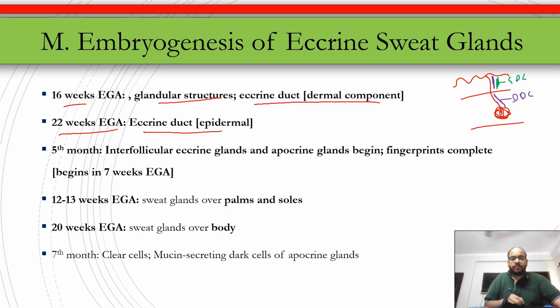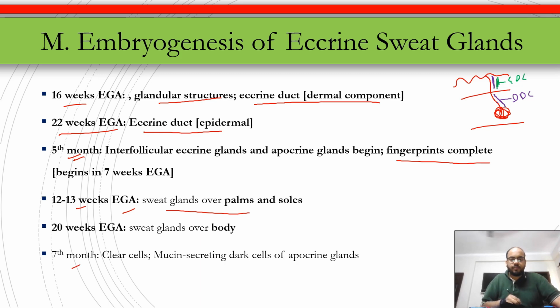Clear. So at the 5th month, the fingerprints are complete because the ridges are complete. The development starts in the 7th week approximately. At the 7th month, the clear cells and mucin secreting dark cells of the apocrine glands are also formed. Now remember, apocrine glands are formed from the hair follicle. Clear?